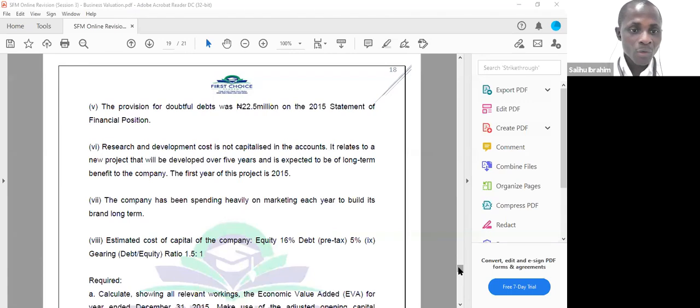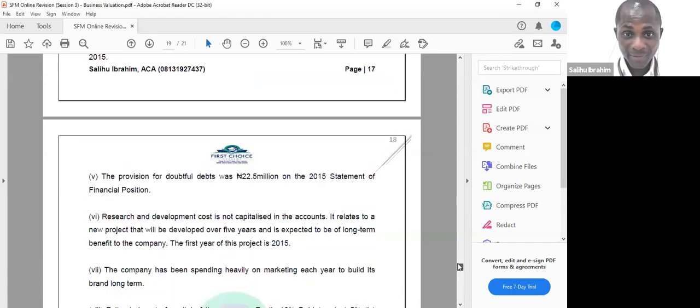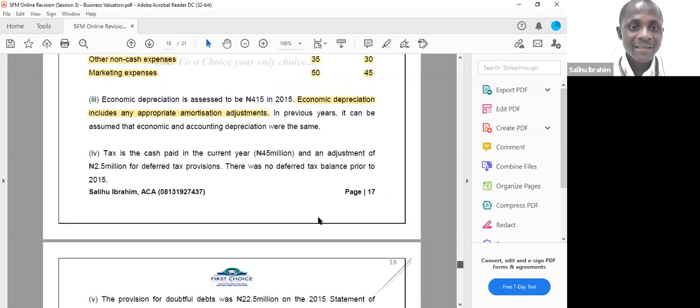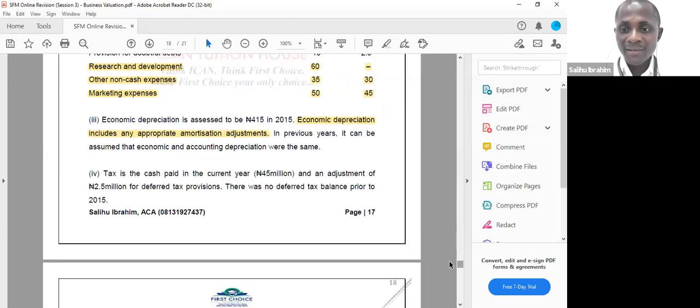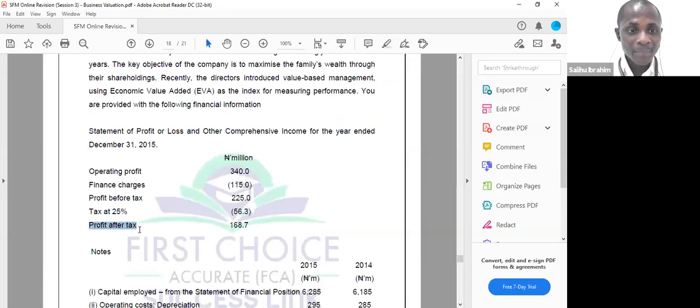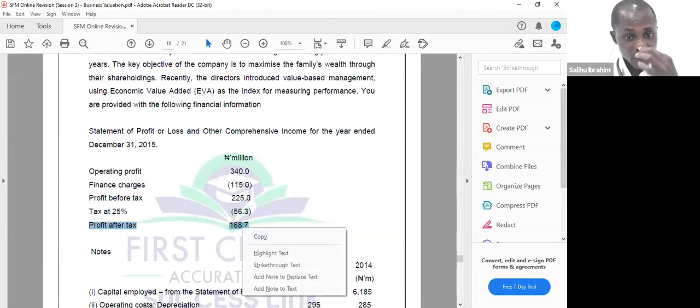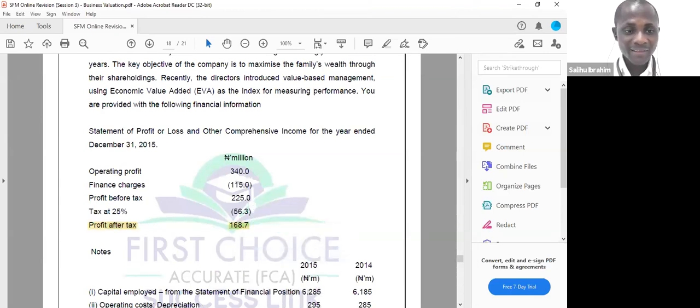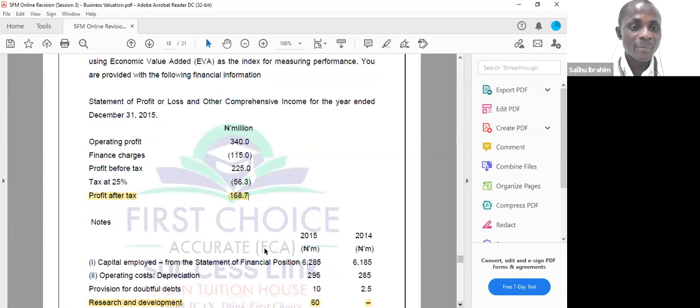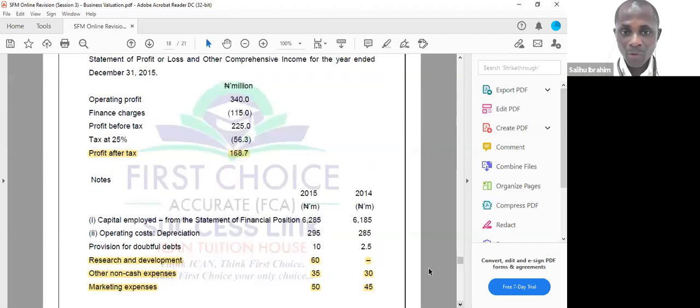After the adjustment here, we are left with tax. Now, ordinarily, this is the tax I would have started with, profit after tax. But the reason why I cannot start with that is because of the additional information provided here.